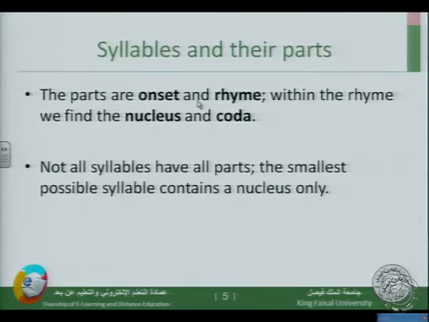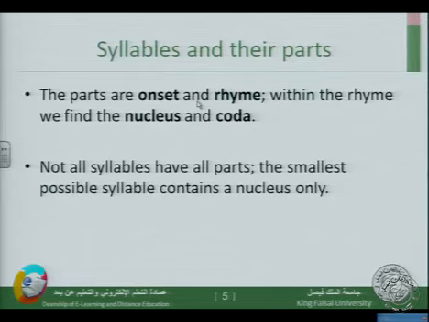First of all, not all syllables have all parts. Not all syllables have a coda. Not all words have a coda. The smallest possible syllable contains a nucleus only. So, the smallest possible syllable should contain what? A nucleus. We will explain it now.